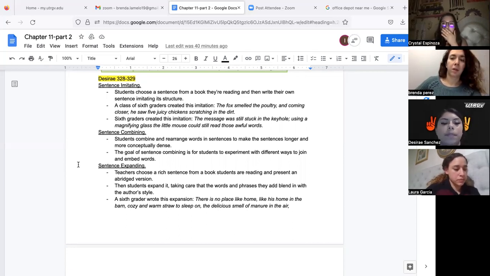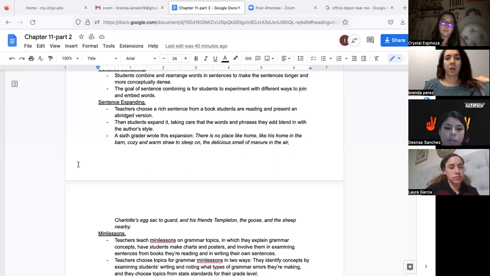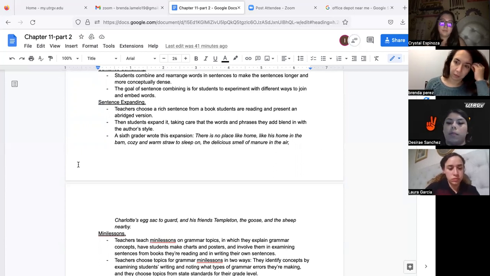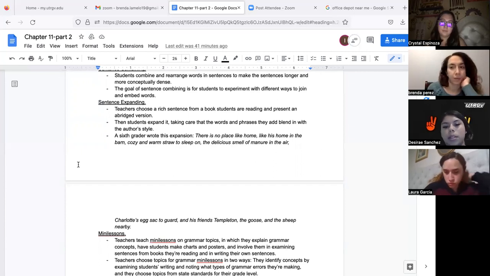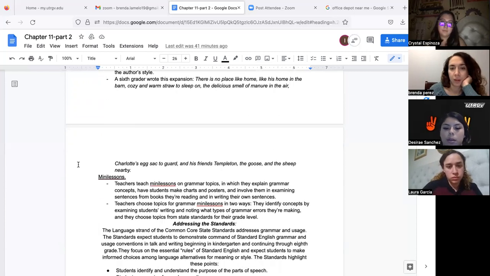Sentence expanding. Teachers choose a rich sentence from a book students are reading and present an abridged version. Then students expand it, taking care that the words and phrases they add blend in with the author's style. A 6th grader wrote this expansion. There is no place like home, like his home in the barn, cozy and warm straws to sleep on. The delicious smell of manure in the air. Charlotte's egg sack to guard and his friends, Templeton, the goose, and the sheep nearby.